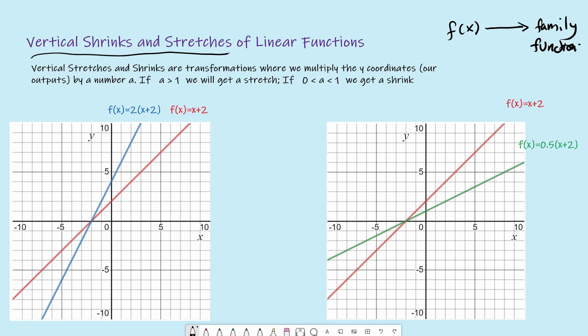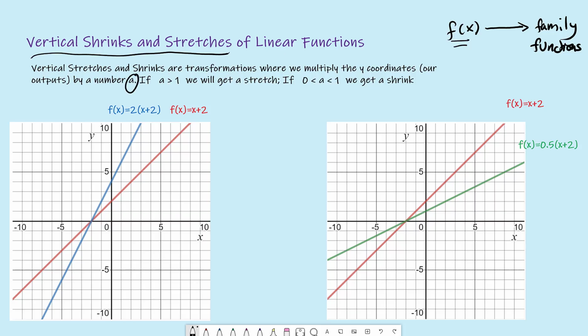And we're currently talking about linear functions, but f of x can really be any kind of well-behaved function. So the rules here for how we do shrinks and stretches apply not only to linear functions, but to any function. So what are vertical stretches and shrinks? Well, vertical stretches and shrinks are transformations where we multiply the y-coordinate, which is our entire function really, right? It's our outputs. We multiply by a number a.